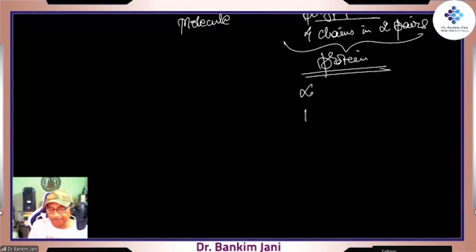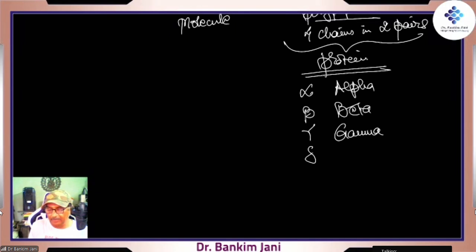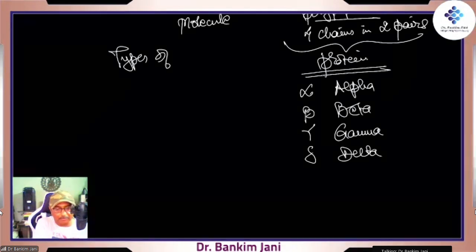So, alpha, beta, these are the main. Then comes the gamma and then the delta. So we have got 4 types of chains: alpha, beta, gamma, and delta. Right? These chains will be actually making different types of proteins, all those types of proteins which are used either in adult or in fetal life. So now see the combination. These are the types of hemoglobin.